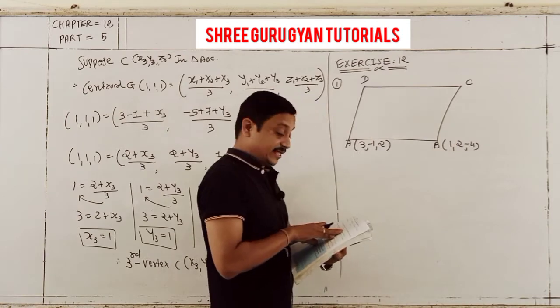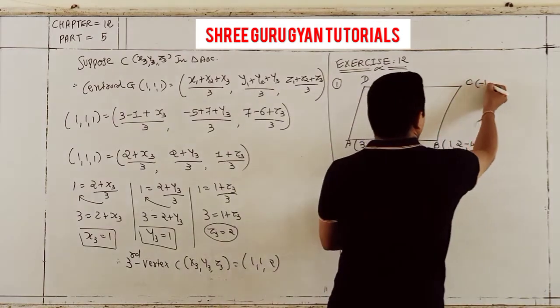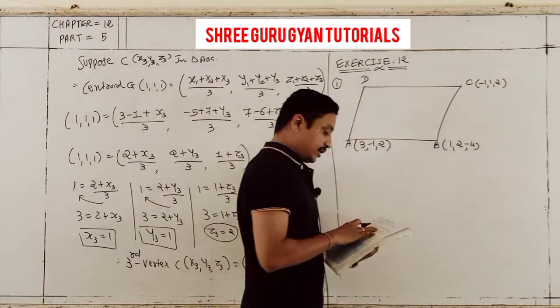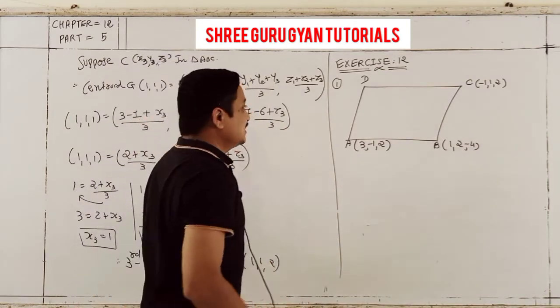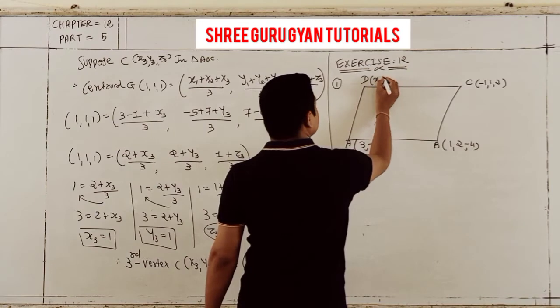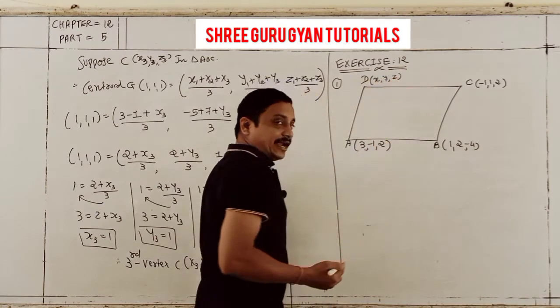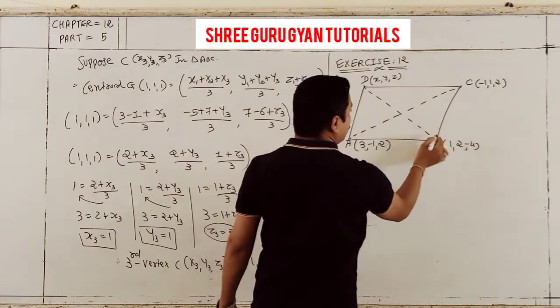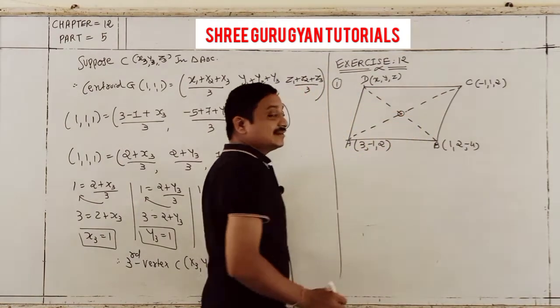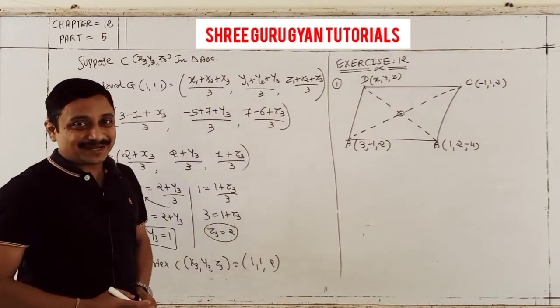B is (1, 2, -4), and C is (-1, 1, 2). And find out our fourth vertex. So for the fourth vertex I just assume (x, y, z), and I will use the fact that the midpoints of both diagonals are the same in a parallelogram.